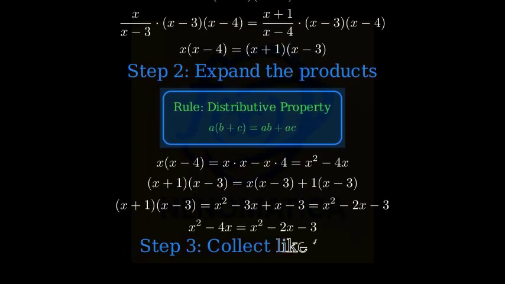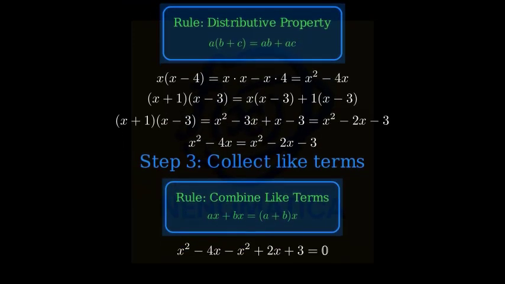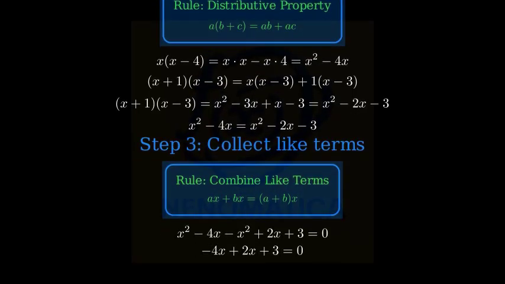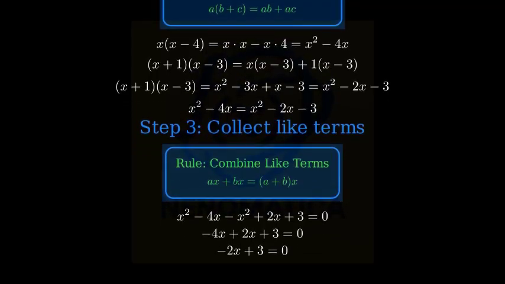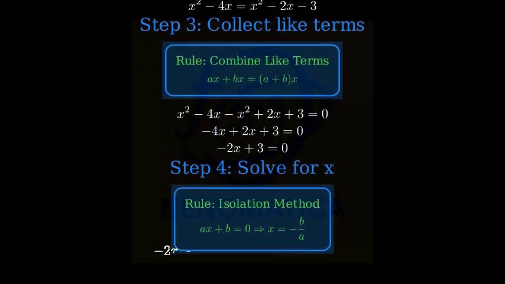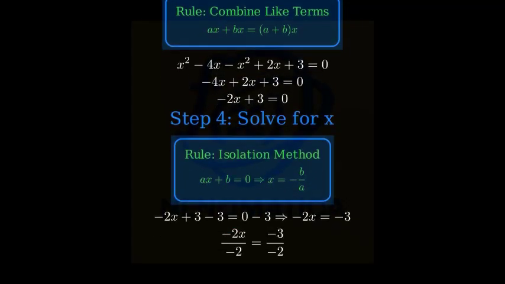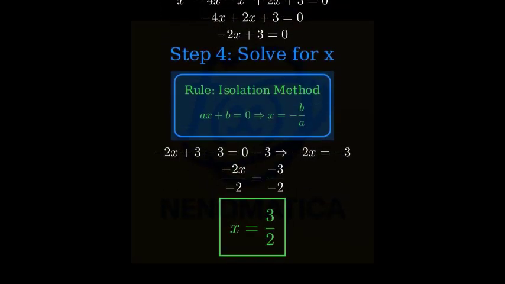Step 3. We'll move all terms to one side to form a standard equation. Let's subtract x squared from both sides, and then we'll add 4x and 3 to both sides. This gives us negative 4x plus x squared minus x squared plus 2x plus 3 equals 0, which simplifies to negative 4x plus 2x plus 3 equals 0, or negative 2x plus 3 equals 0. Step 4. Now we can solve for x. Let's subtract 3 from both sides to get negative 2x equals negative 3. Then we divide both sides by negative 2 to get x equals 3 divided by 2.